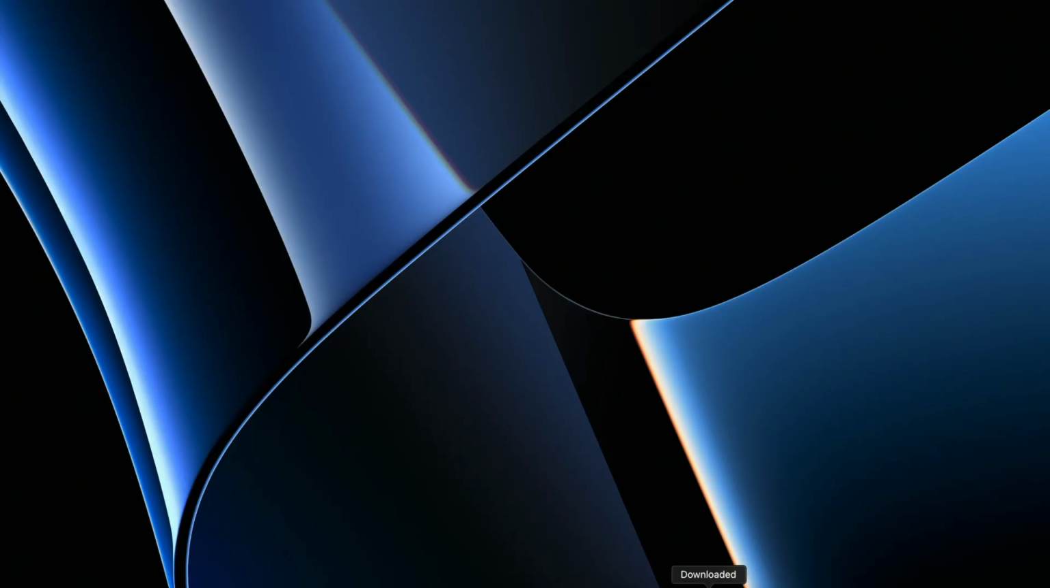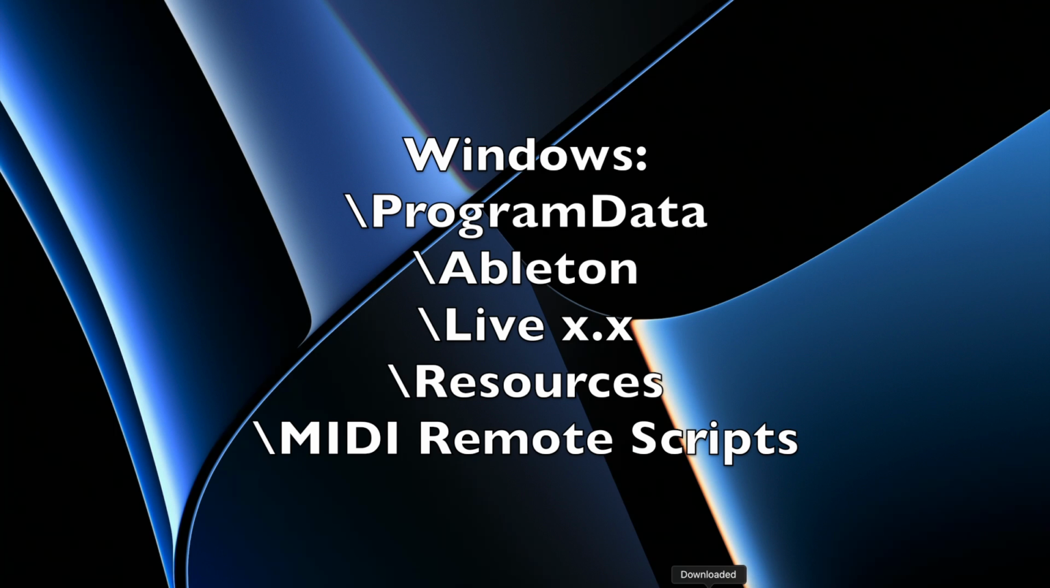The second method is slightly more complicated, but consistently works for all Ableton users. This time, we will put the script in the folder where all of the other default MIDI remote scripts that come with Ableton Live are stored. This location is different depending on if you're using Windows or Mac. For Windows users, open Explorer and go to this location on your computer. You can then drop the script into this folder.